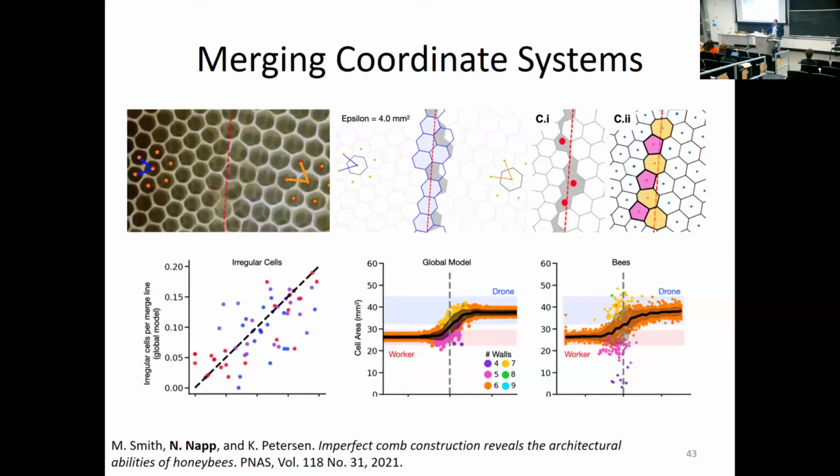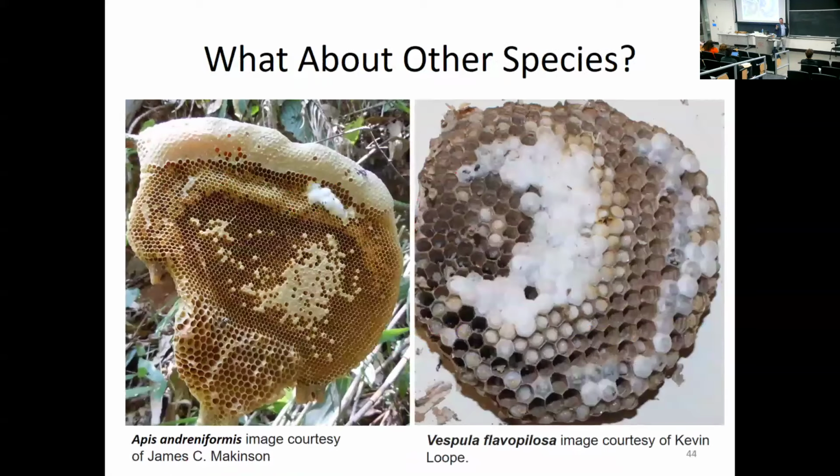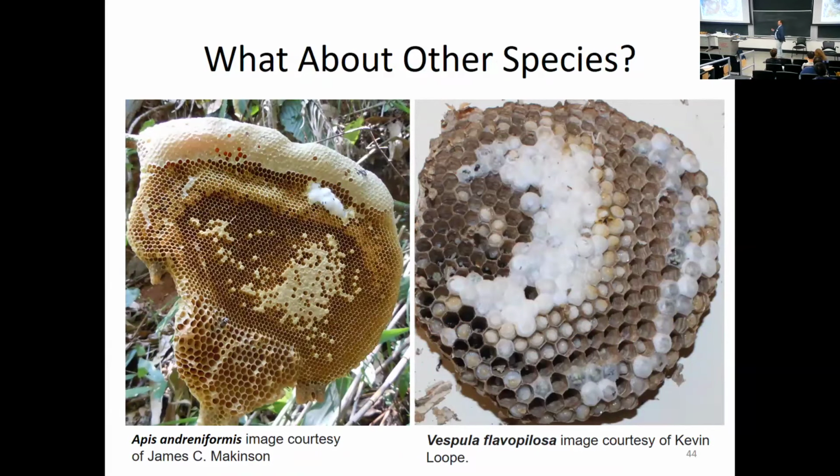We then used the biologist's connections to look at other species. We came up with this really nice representation. These are two examples: on the left is a bee nest, on the right is a wasp nest. There are lots of species that have hexagonal nests.